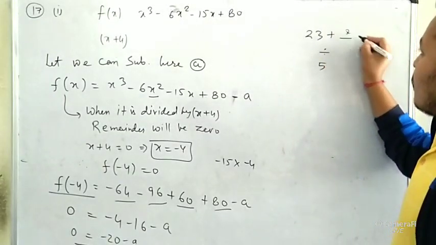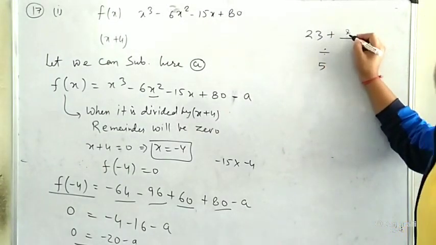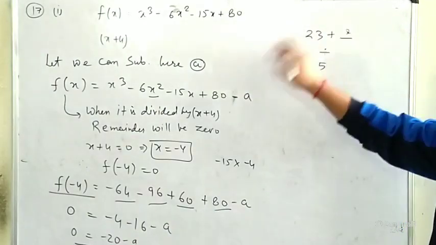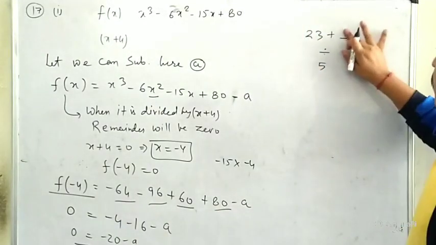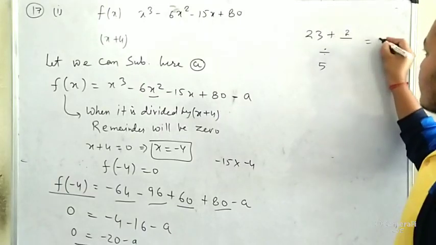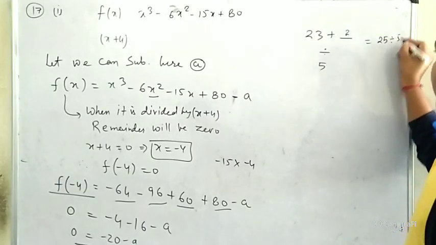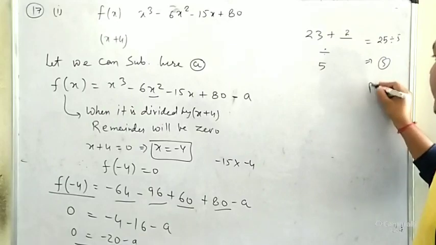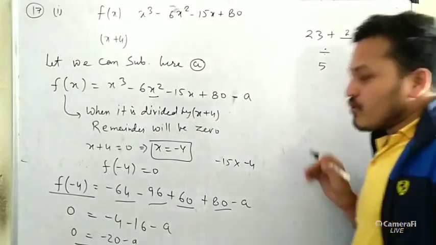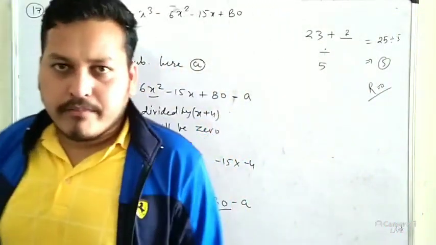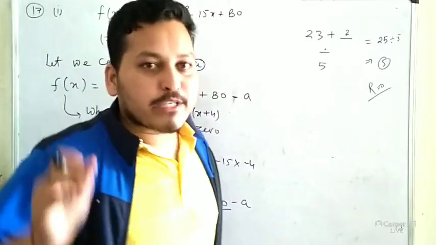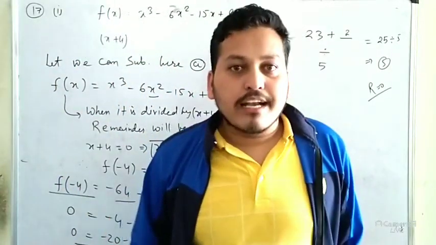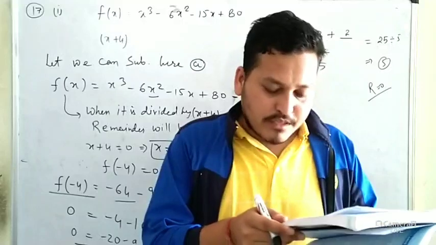We can add here 2, we can add here 7, we can add any number, but try to find the minimum number. So we can add here 2, then it is 25, then divided by 5, the answer is 5 5s are 25. It means the remainder will be 0 here. So same in the next question, what number must be added in the given expression so that the resultant is completely divisible by x minus 2.